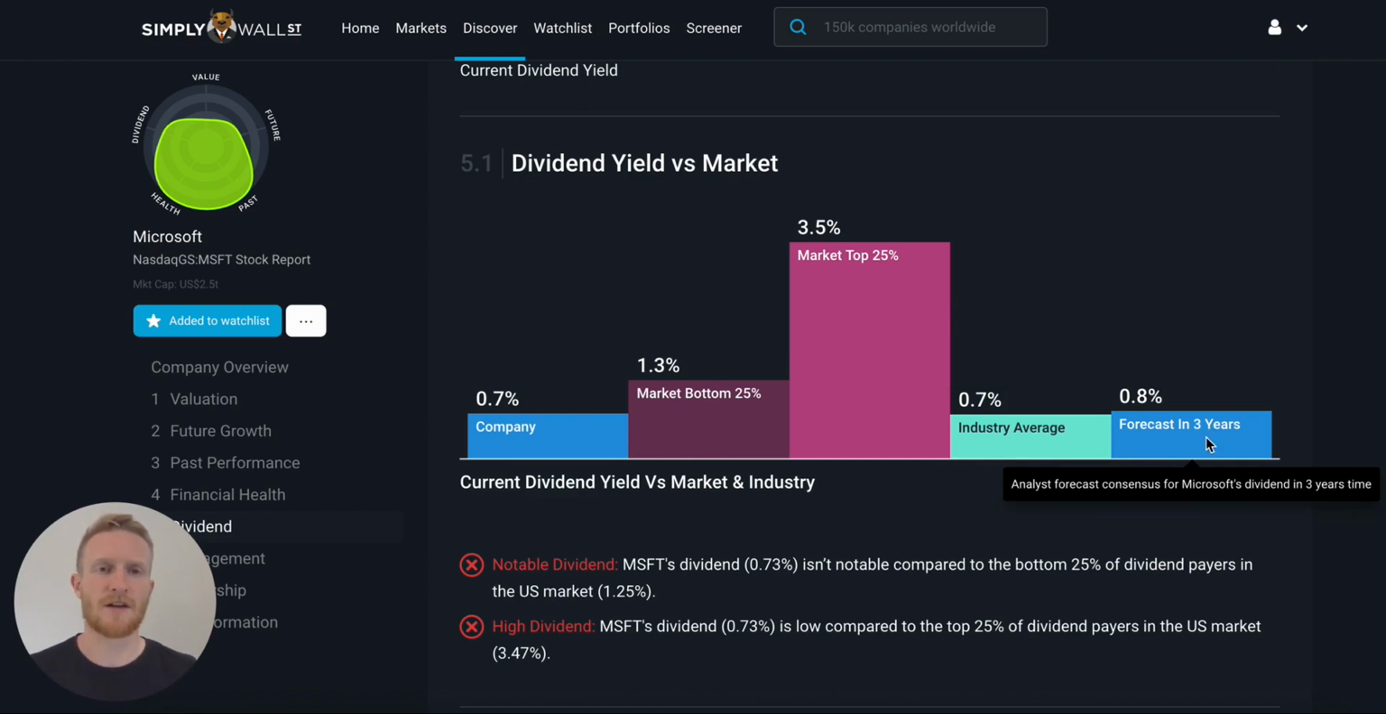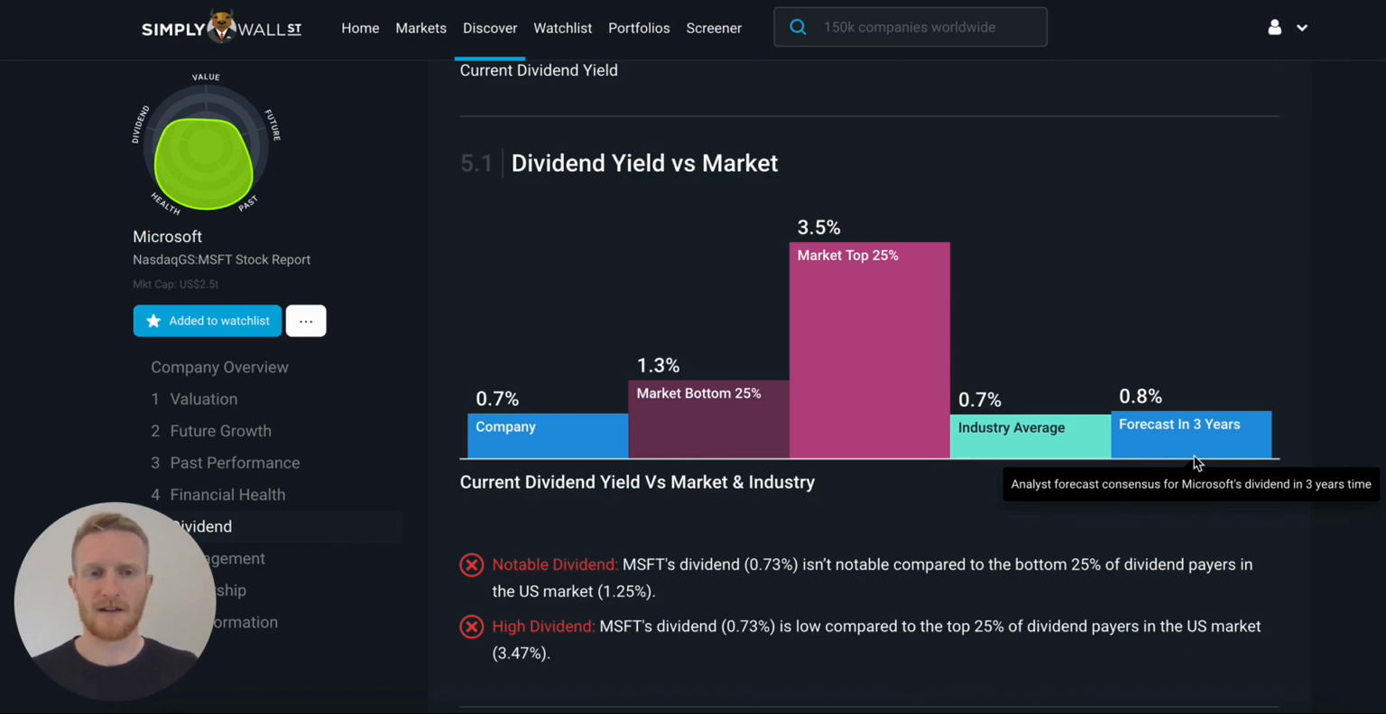And this is just to give you an idea of, okay, if analyst forecasts come true, what could the stock be yielding in 3 years' time? And this tells us here they reckon the dividend yield will increase a tiny bit, and this is based on the likely expectation of dividend increases, right? So they don't necessarily predict where they think the share price will be, but they do predict what the dividend yield will be based on the future expectations of dividend payouts.